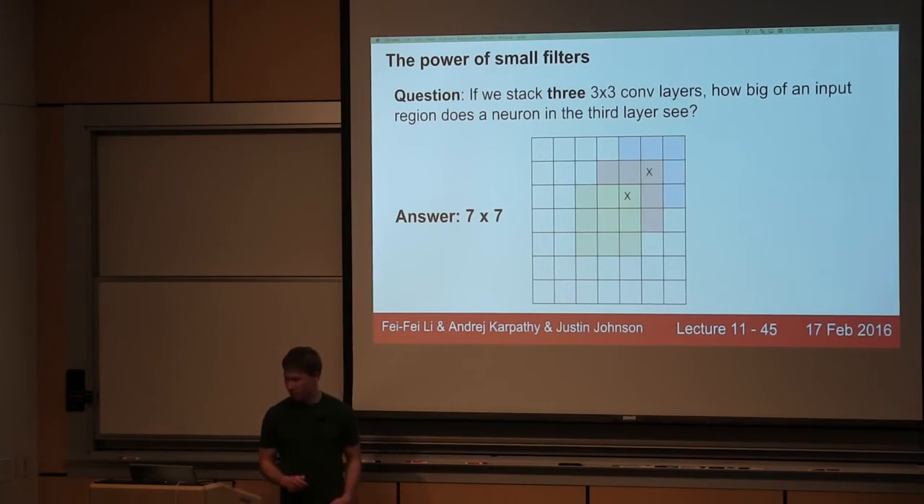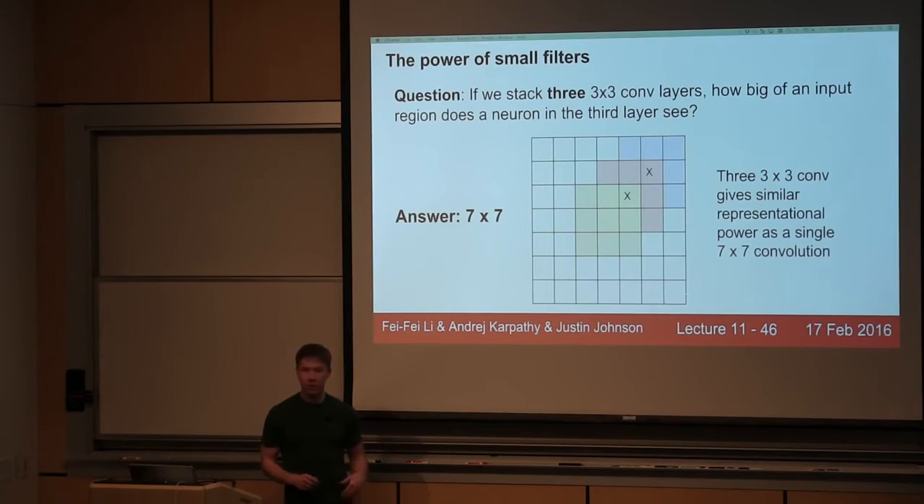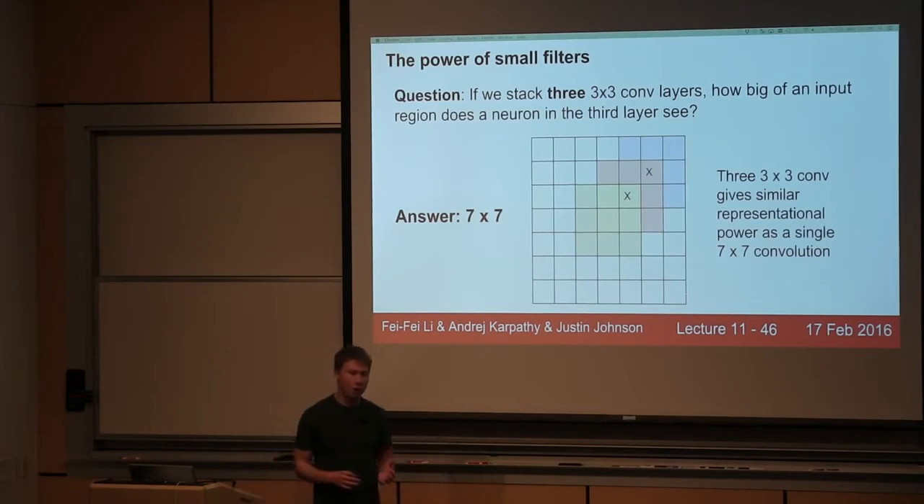So the point to make here is that three 3x3 convolutions actually give you very similar representational power, is my claim, to a single 7x7 convolution. You might debate the exact semantics of this, and you could try to prove theorems about it. But just from an intuitive sense, three 3x3 convolutions can represent similar types of functions as a 7x7 convolution, since it's looking at the same input region in the input.